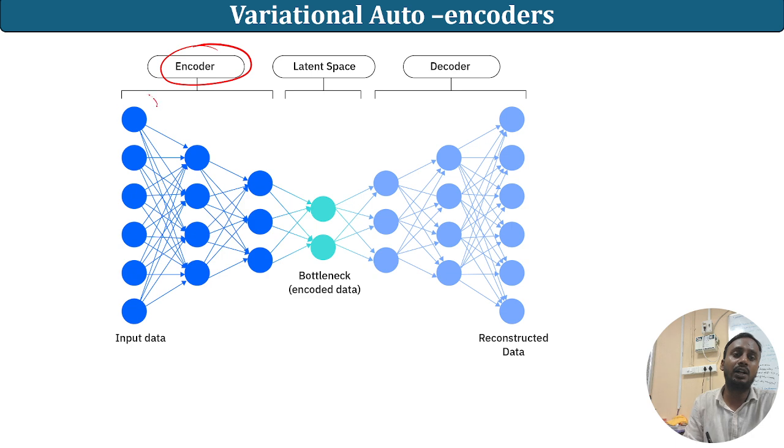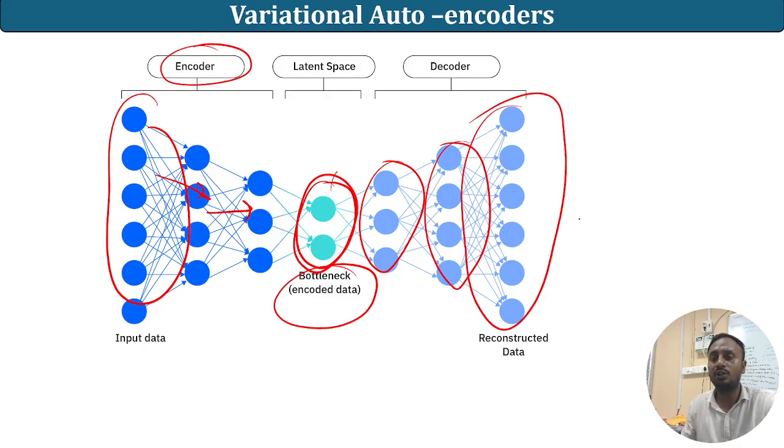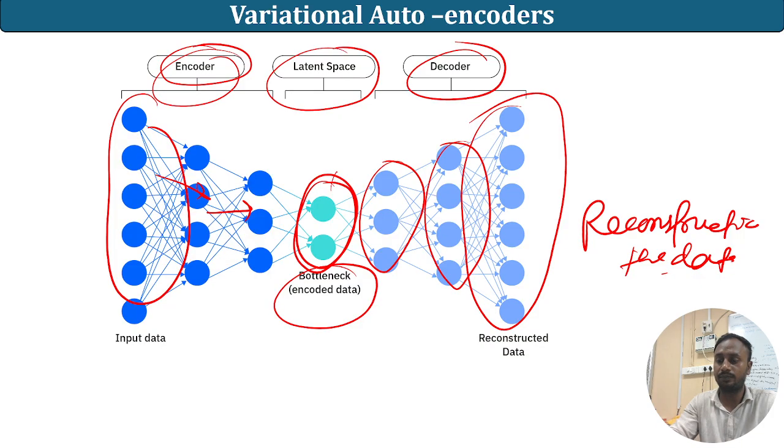Encoder: input data is there, and compression is happening. Here at the bottleneck, the data got encoded. Now they have learned it. It's going to expand until they reconstruct the data. Encoder, latent space, and then decoder.